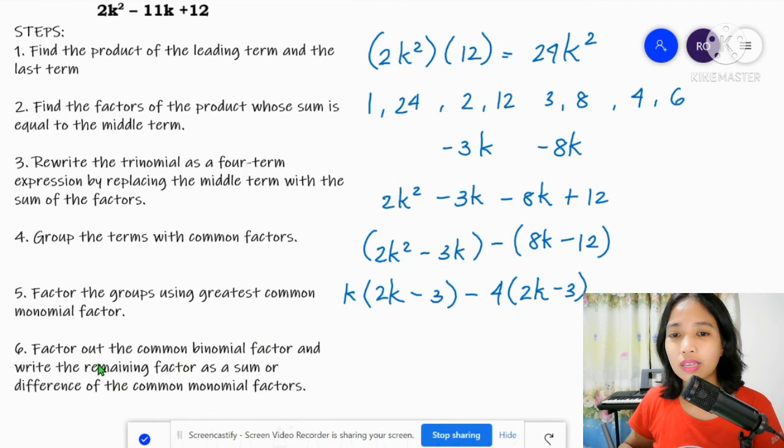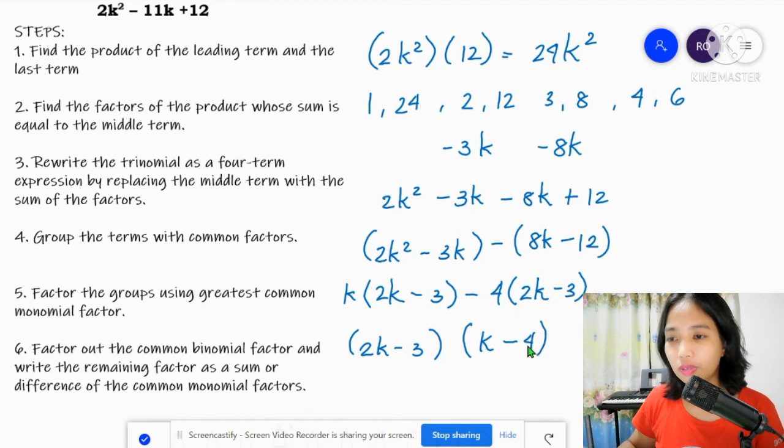Okay, so the next step is factor out the common binomial factor and write the remaining factor as a sum or difference of common monomial factors. So kung mapapansin nyo dito, meron ditong common binomial factor which is 2k minus 3. Ito 2k minus 3 din. So we're going to factor out this common binomial factor. So isusulat natin siya as 2k minus 3. And then pagsasamahin natin yung remaining factors which are k minus 4. So yung k, eto yon. And then yung minus 4, yung nandito.